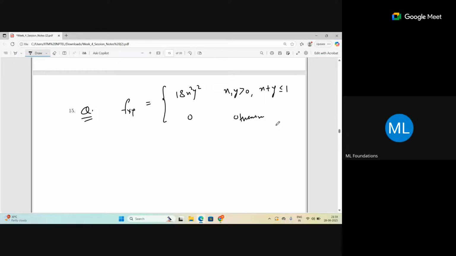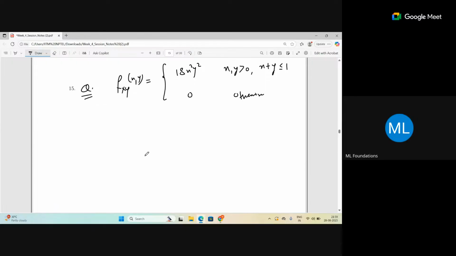First of all, let us see whether this is a valid PDF or not, because this joint density is also a probability density function. Before that, I need to see the support. x and y are greater than 0, and the other condition is x plus y less than or equal to 1. That means y is less than or equal to 1 minus x. When x is 0, y is 1, and when y is 0, x is 1.